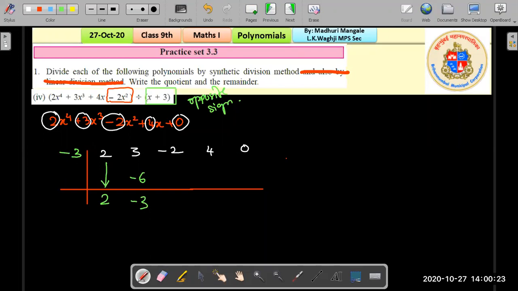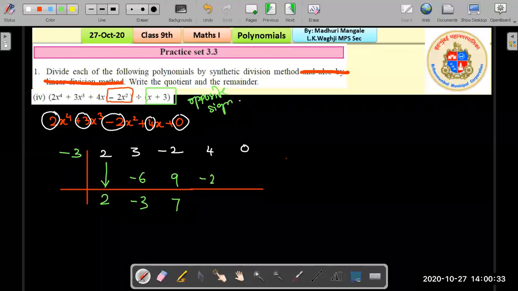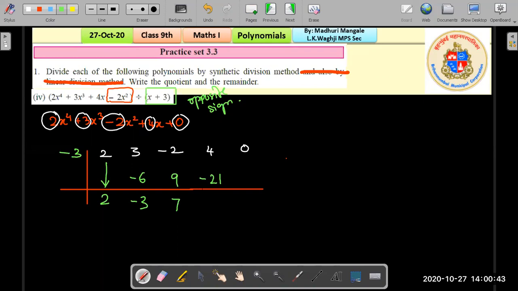Minus 3 times minus 3 will give us 9, and 9 minus 2 will be 7. 3 times 7 is 21, so that has to be a negative 21. And now combine these two terms, what do we get? That is 17, right? But a negative 17, why? Because there's a negative sign with a greater number. So minus 17, and again multiply minus 3 times minus 17, that will give us 51. Negative and negative will make it a positive, so plus 51.